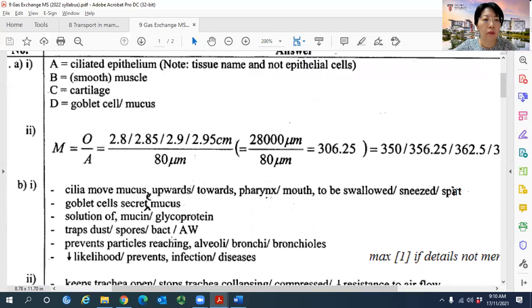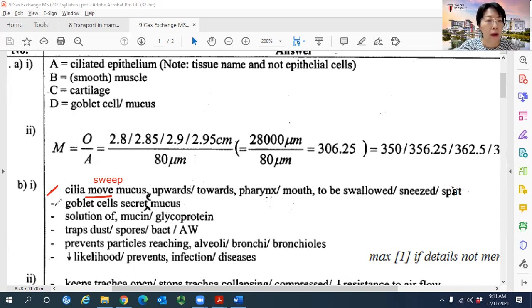Okay, so we start with the ciliated epithelial cell function. The cilia is to move, or you can use the word is to sweep, the mucus. So sweep the mucus where? Upwards or towards the pharynx or mouth to be swallowed or sneezed or spat. Okay. So you need to describe fully. So if you say to sweep the mucus, you won't get any mark. It has to be detailed enough. Sweep it to where? Sweep it to the pharynx. Sweep it up towards the pharynx so that you can swallow, sneeze, or spit it out.